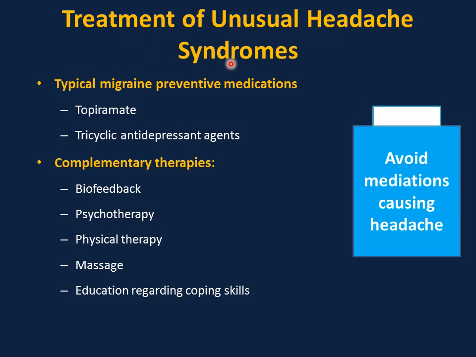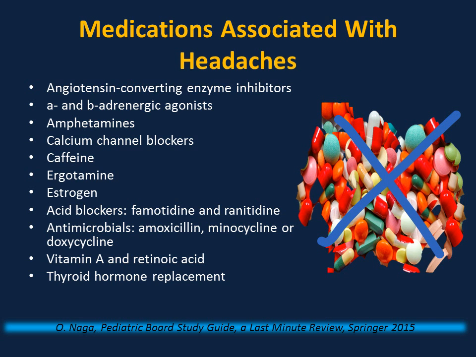Treatment of unusual headache syndromes: typical migraine preventive medications can be used like topiramate or Topamax, tricyclic antidepressants, for example, amitriptyline. Complementary therapies like biofeedback, psychotherapy, physical therapy, massage, education regarding coping skills. Very important to avoid medications causing headache. Taking a good history, asking about medication intake can be the key for the cause of headache.